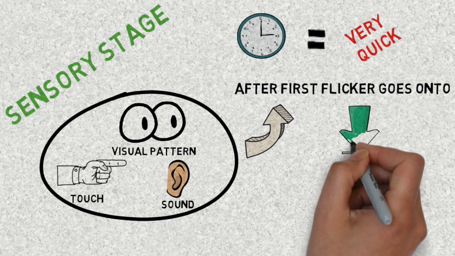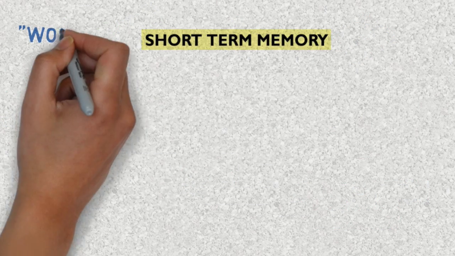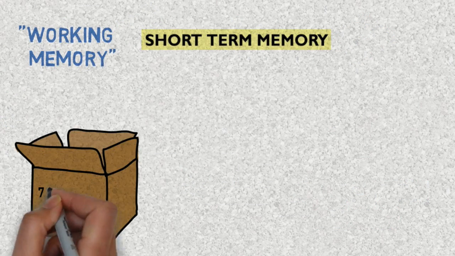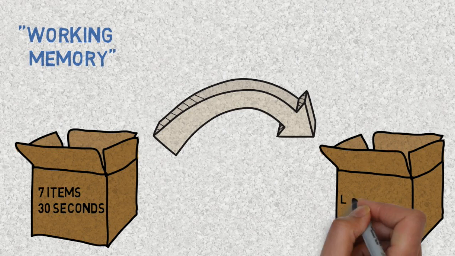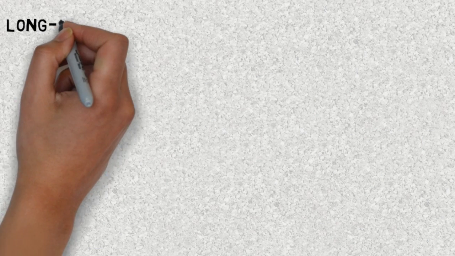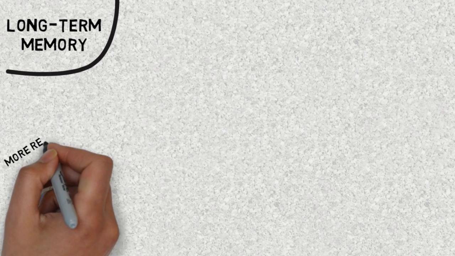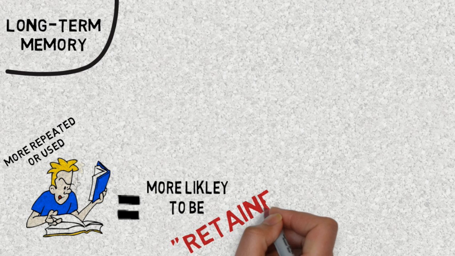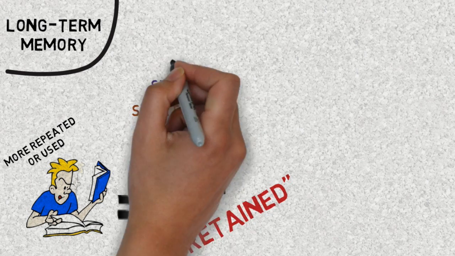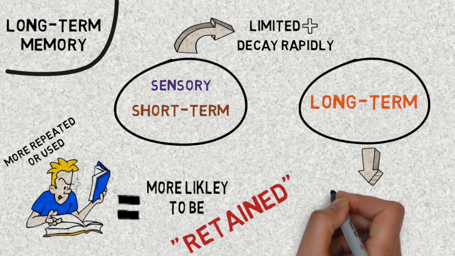After that first flicker, the sensation is stored in short-term memory. Next comes your short-term memory, also known as working memory. It has a limited capacity and can hold about 7 items for up to 30 seconds at a time. The information that is deemed worthy, through a process unknown to scientists, goes on to be stored in long-term memory. Important information is gradually transferred from short-term memory into long-term memory. The more the information is repeated or used, the more likely it is to eventually end up in long-term memory, or to be retained. Unlike sensory and short-term memory, which are limited and decay rapidly, long-term memory can store unlimited amounts of information in depth.